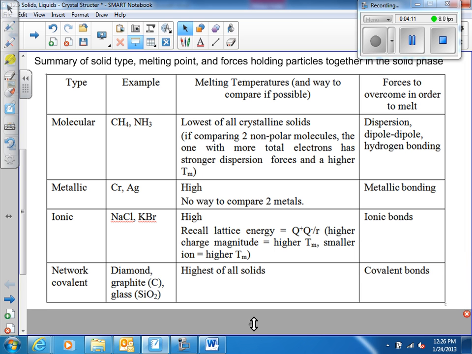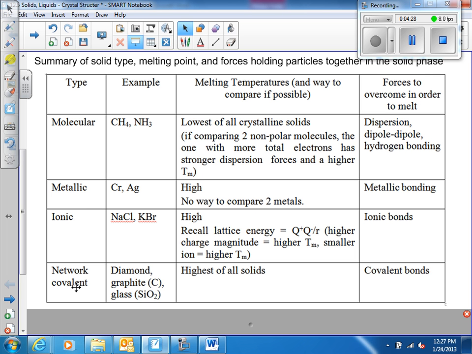All right, last of the solids. Notice we're going from low melting point to high melting point. However, between metallic and ionic, we don't compare these two. They're both just high. There's no way to know for sure which one would be higher than the other, and we won't compare between metallic and ionic.